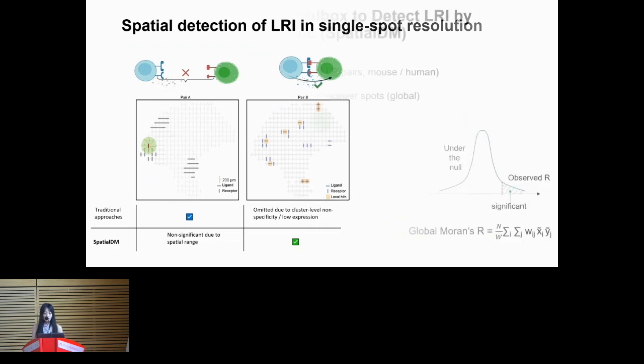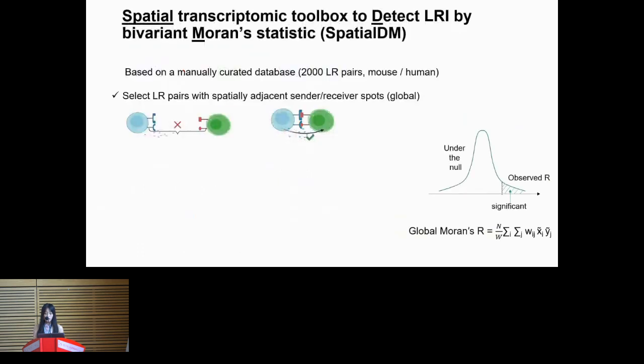We screen a manually curated database of around 2,000 pairs and adapt a geostatistic term, Moran's I, into a bivariate format called Moran's R to measure the spatial correlation between two variables, the ligand X and the receptor Y. So the higher the R, the higher the correlation between the ligand and receptor in a spatial context.